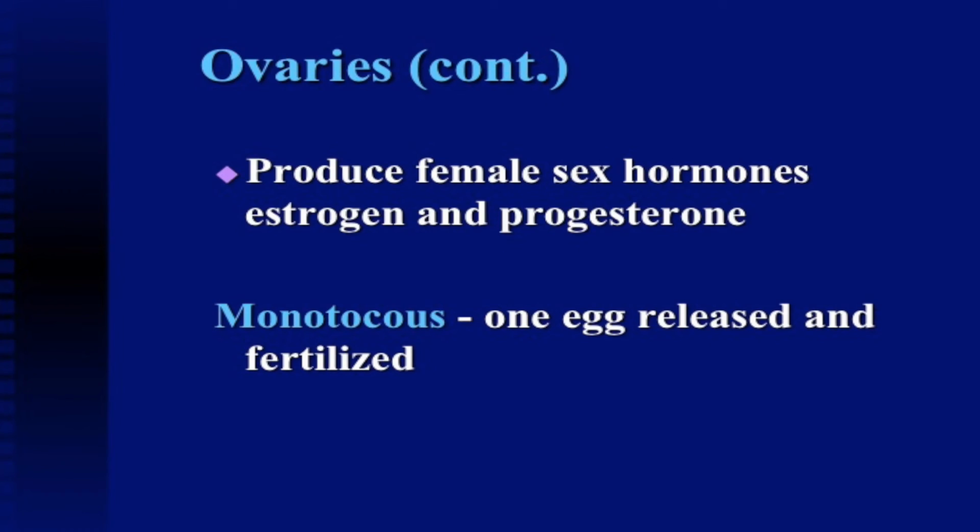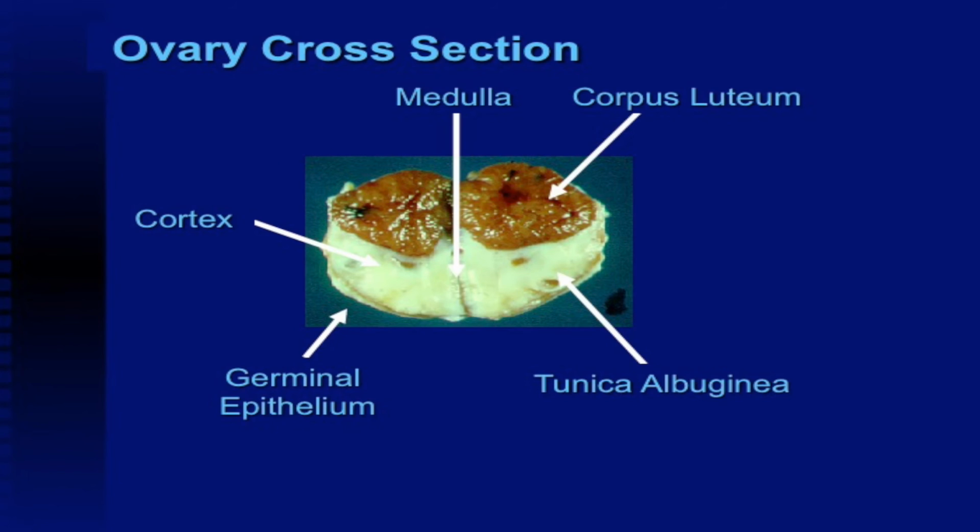The ovaries, they also produce the female sex hormones, estrogen and progesterone. They're monotocous, meaning one egg is released, and if sperm is present, then that egg is fertilized and becomes a developing fetus there. As far as the ovary, it's important to have an understanding of the stages of follicular growth on that ovary. And again, it goes back to being able to palpate those ovaries and diagnose any potential problems.